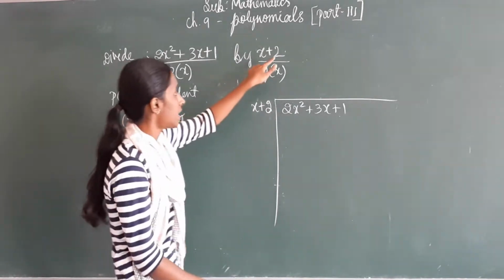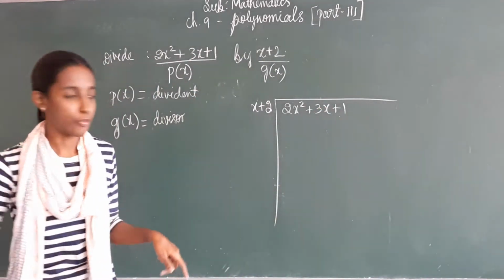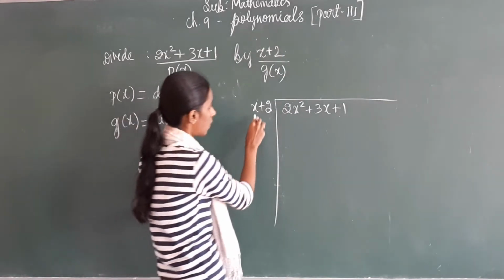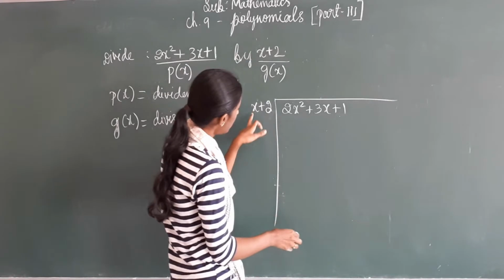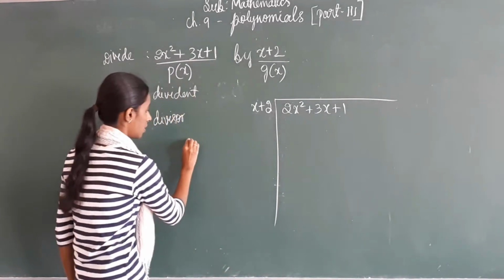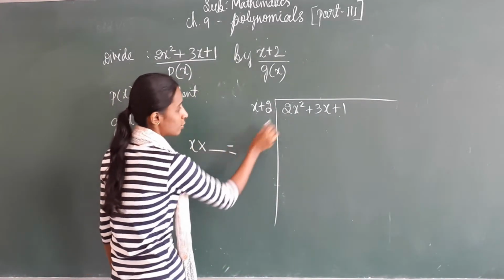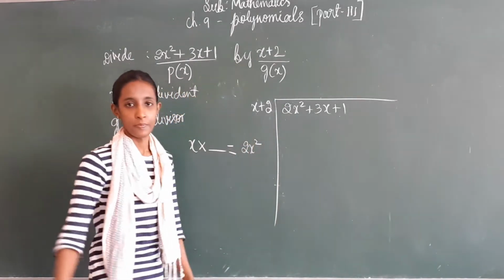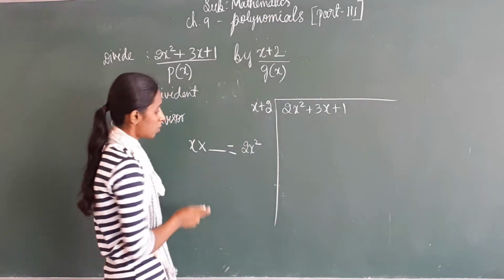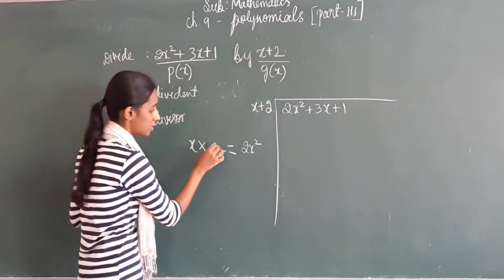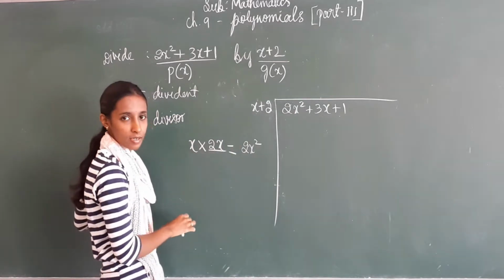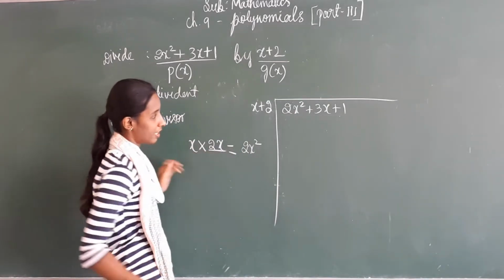First you have to rearrange the divisor in highest degree. Now, here they have given an order, no need to change. Now x into x square. Here you have 2x square and here you have x. You should multiply x with some value so that you get 2x square. By what number will you multiply x? x into 2x is 2x square. Isn't it?